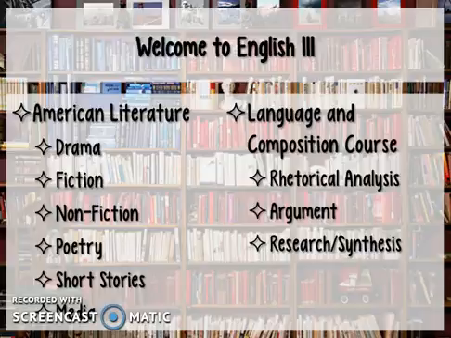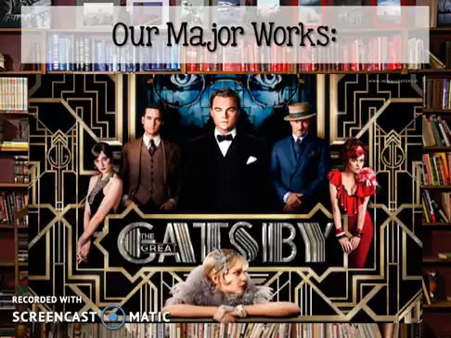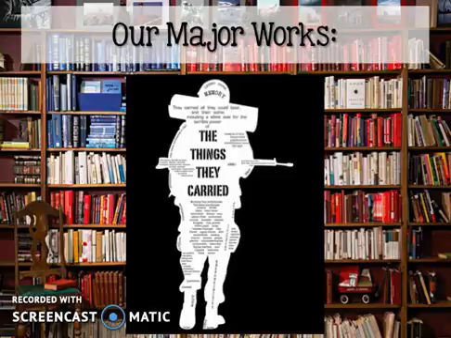Just a quick glance, these are our major works of the year. Our first is The Crucible, in first quarter, dealing with the Puritan era. And we also talk about McCarthyism, witch hunts, things like that. In third quarter, we're looking at Gatsby, the Roaring Twenties. This is probably the favorite unit of the year. Students have quite a good time studying that. And then in fourth quarter, we're going to be looking at contemporary lit, and one of our major focuses is going to be The Things They Carried, dealing with the Vietnam War.